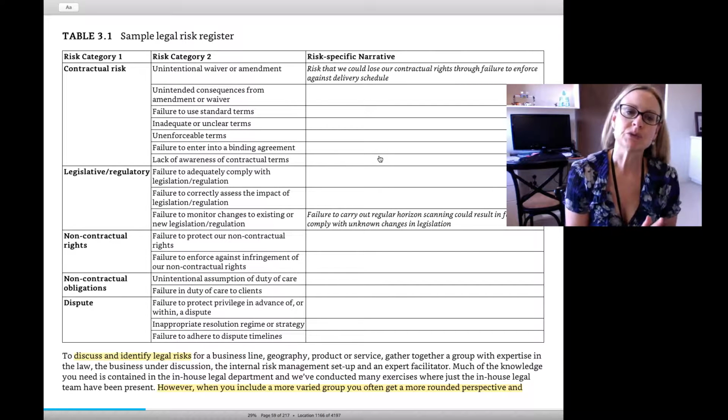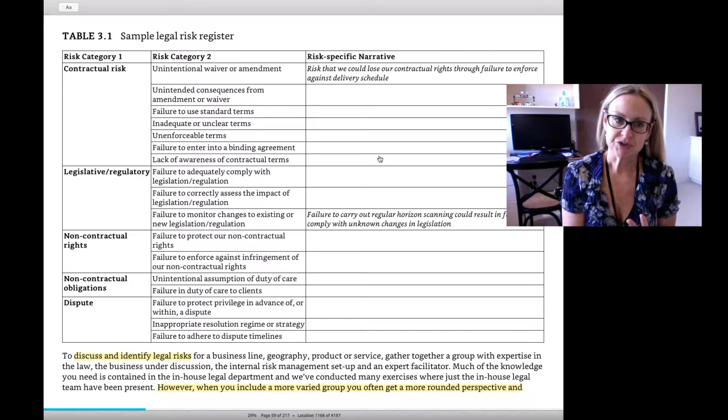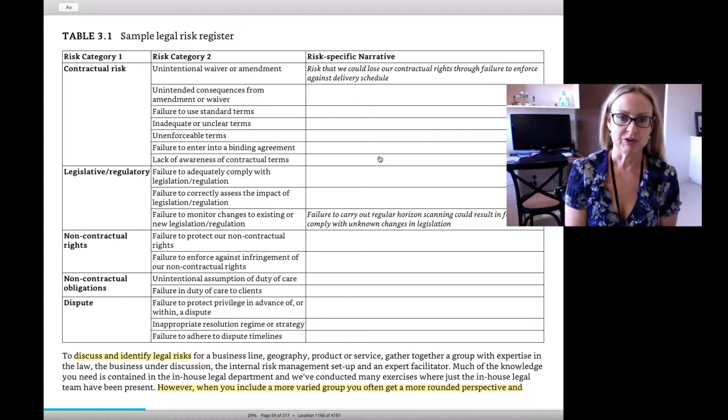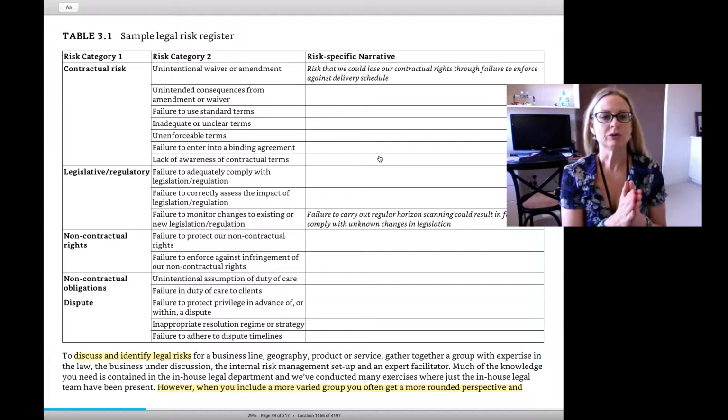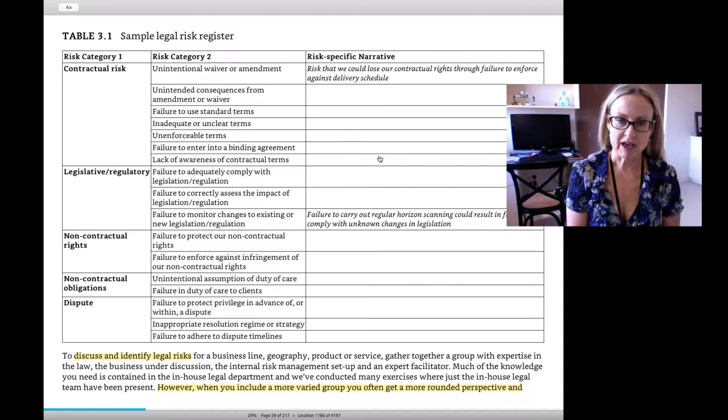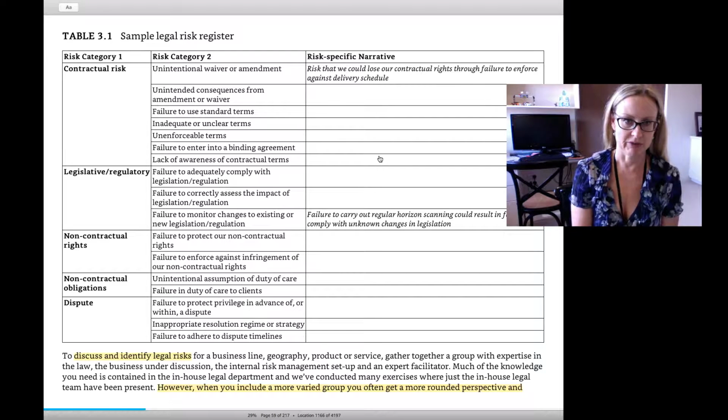So firstly, contractual risk, legislative and regulatory risk, non-contractual rights, that essentially boils down to intellectual property. Non-contractual obligations, as I said just previously, that's your breach of duty of care, negligence risk, and dispute, the big one at the bottom there. So there are all of the different types of legal risk that we will be canvassing for the rest of this term.